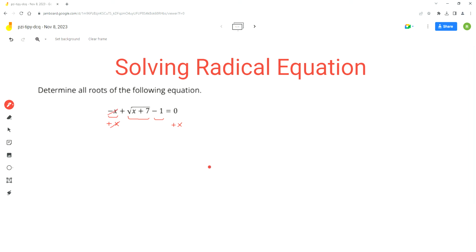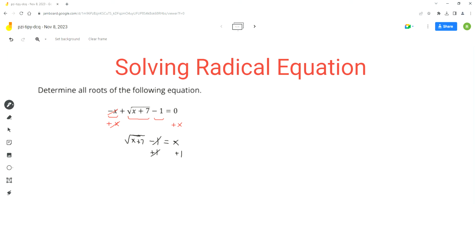So we get square root of x plus 7 minus 1 equals x, because 0 plus x is just x. Now we have to move this negative 1 to the right side of this equation. So we will add 1 to both sides, because then the ones on the left side will cancel each other.